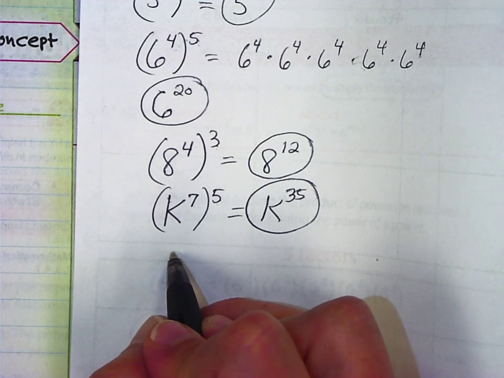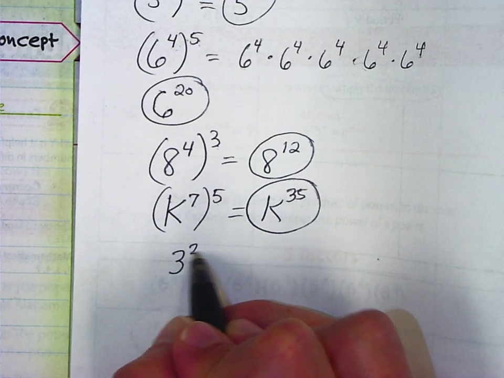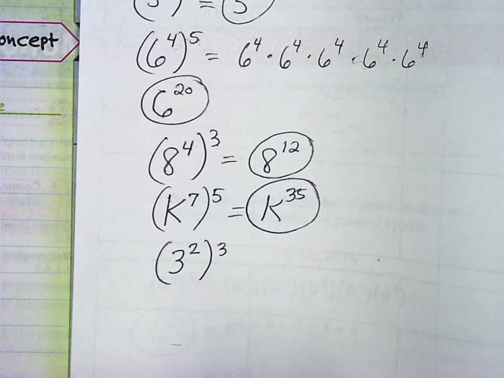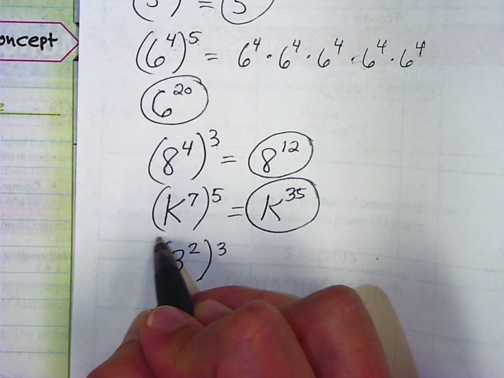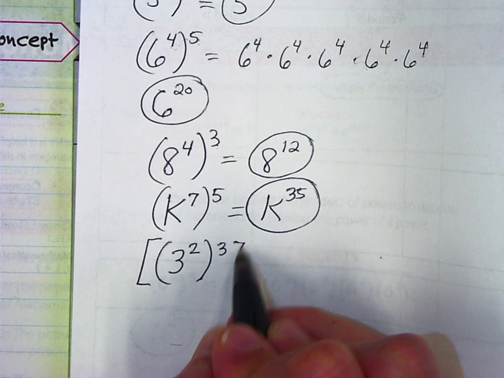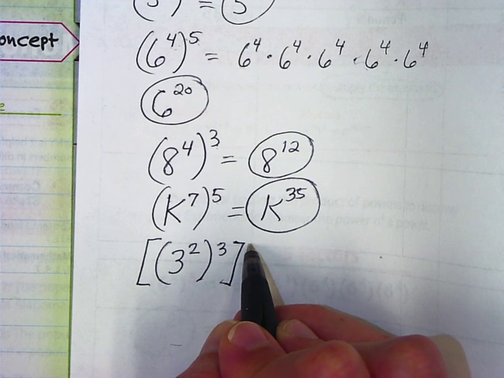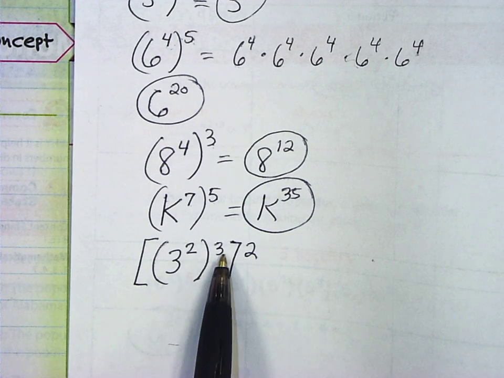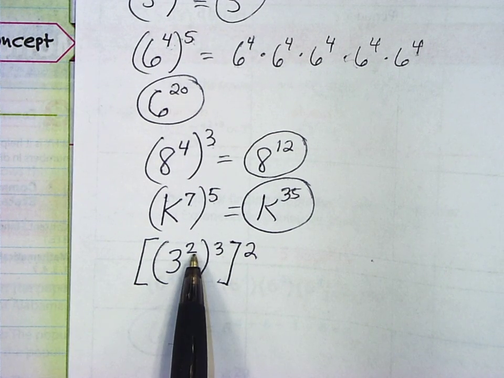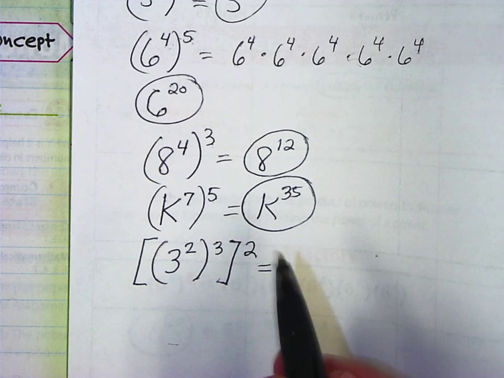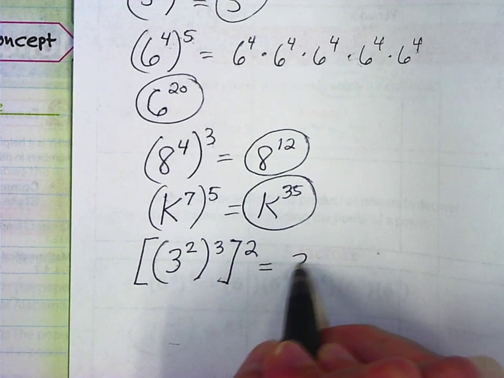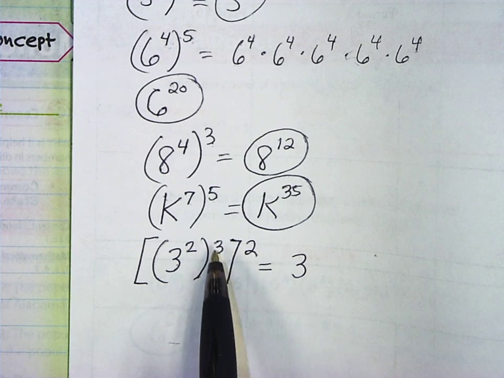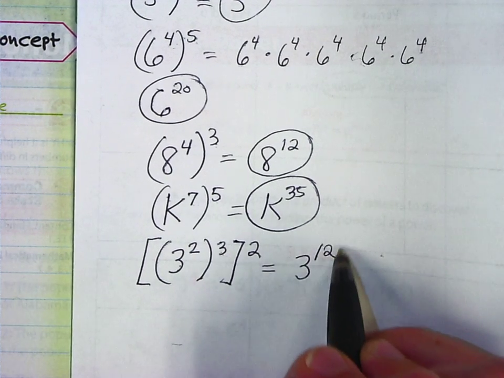And let's take a look at this one. 3 squared to the third power. And I'm going to put a set of brackets here. They're just like another set of parentheses. And then all of that squared. So we're finding a power of a power of a power. We're going to solve this the exact same way. We're going to keep the same base of 3 and multiply these powers. 2 times 3 is 6, 6 times 2 is 12, 3 to the 12th.